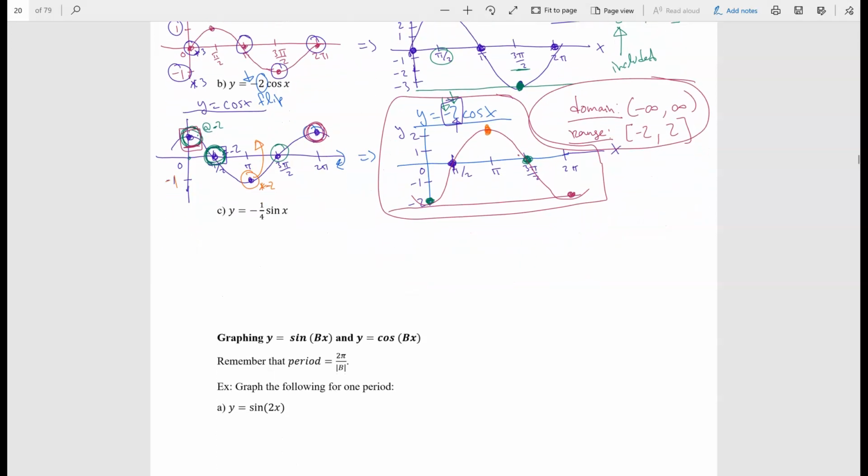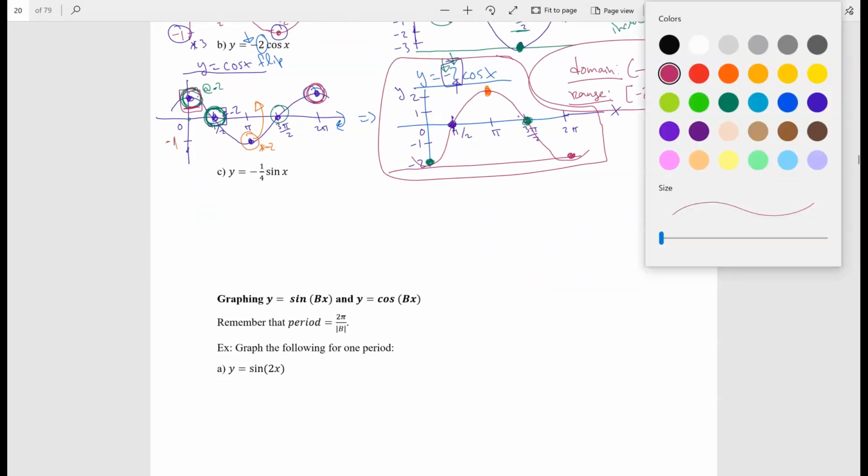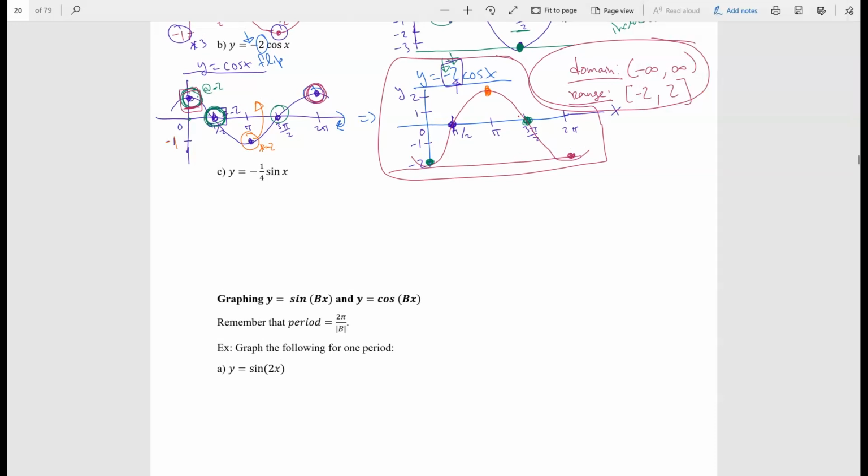Now let's do the last problem. So y equals -1/4 sine of x. Let's start off by drawing the sine of x first. Let's write down what sine looks like. So pi over 2, pi, 3 pi over 2, and then 2 pi. And this is going to be between -1 and 1. So with sine of x, remember it starts at 0, 1, 0, -1, 0. So we know what the general sine curve looks like.